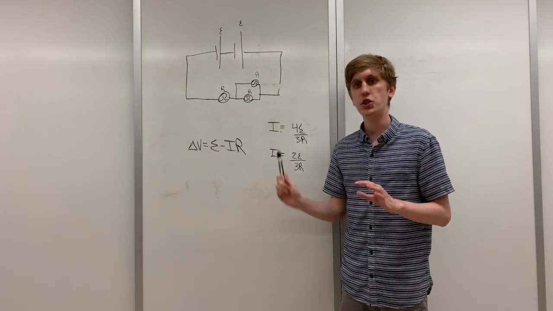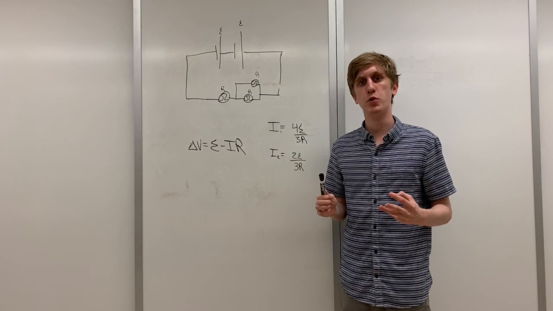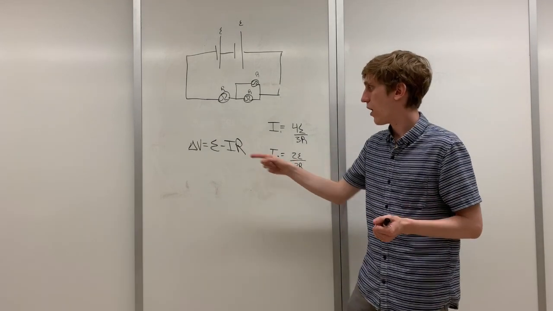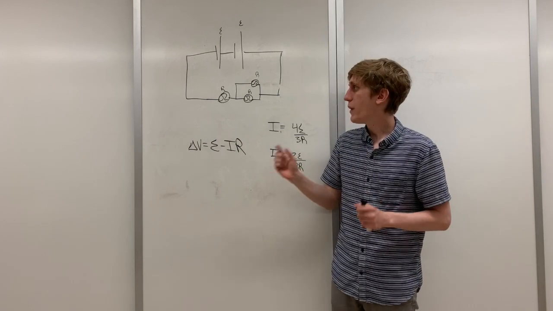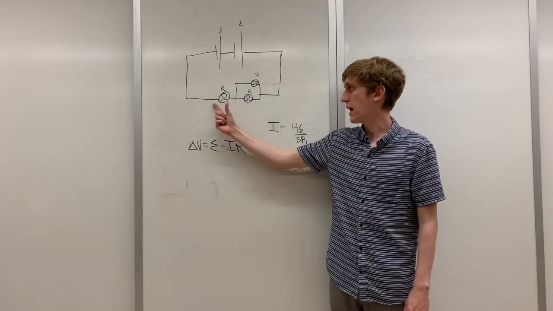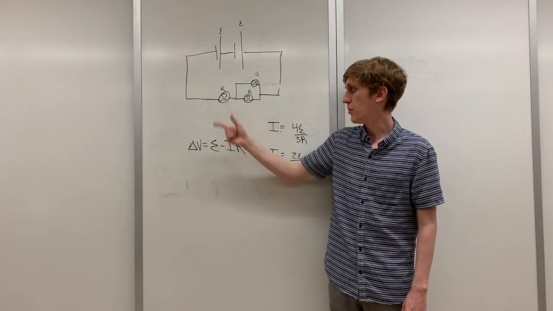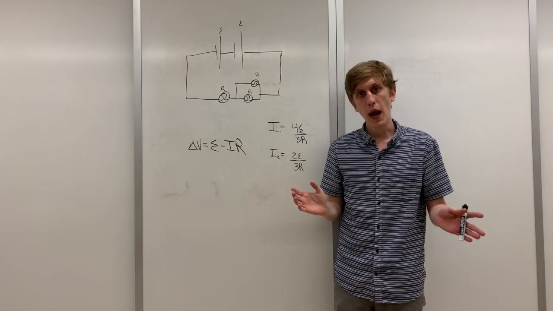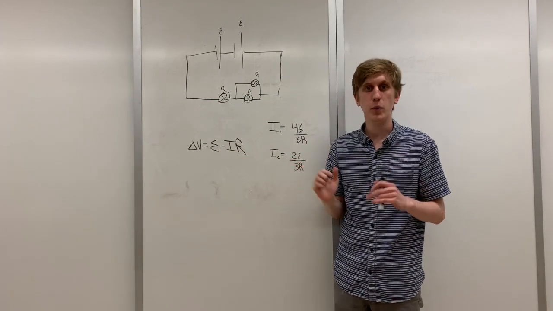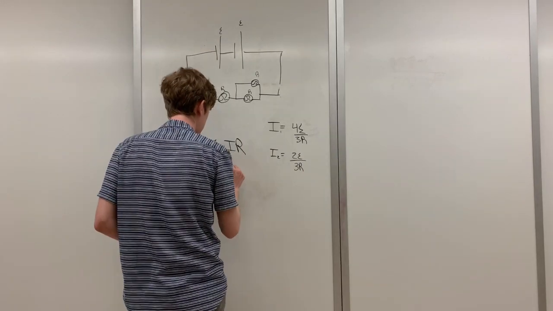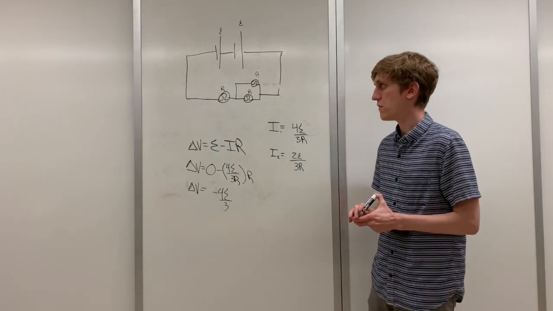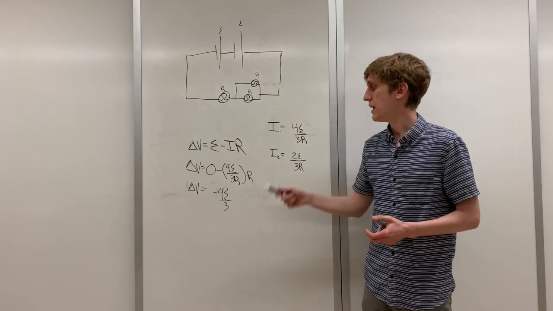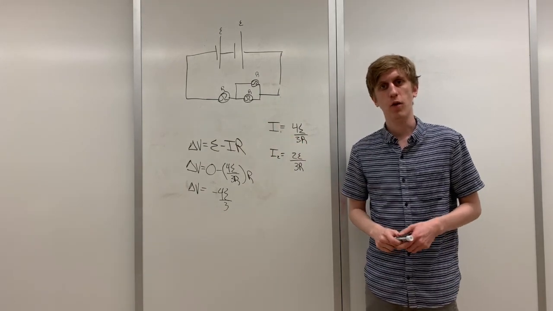Epsilon just represents the change in voltage due to any battery between our 2 points, and IR is just the change in voltage across any 2 resistors. If we apply Ohm's law between this side of the light bulb and this side of the light bulb, this first term goes away because there are no batteries between those 2 points. And there we have it. The total change in voltage across this light bulb is negative 4 epsilon over 3.